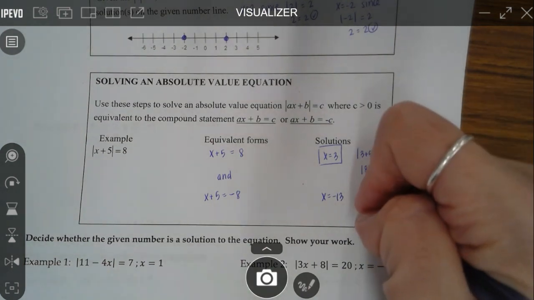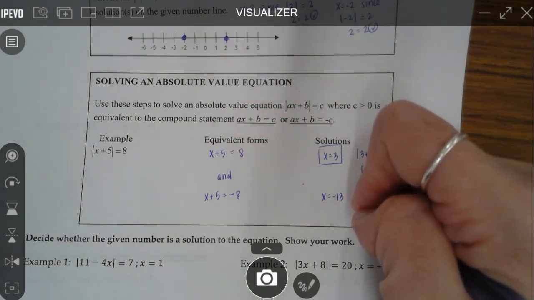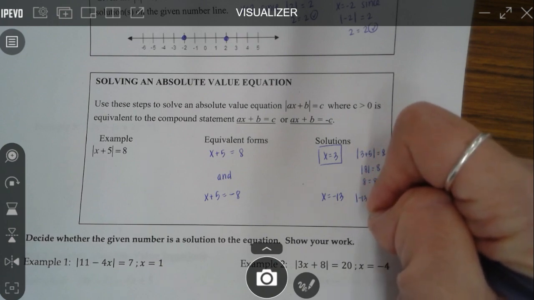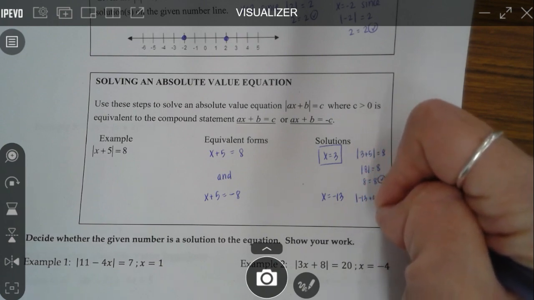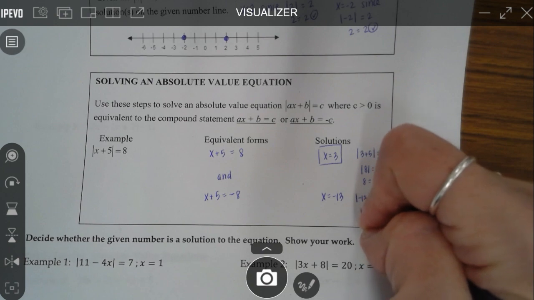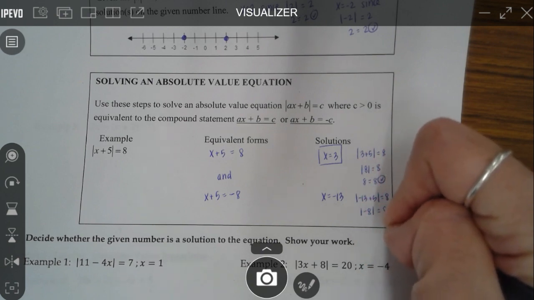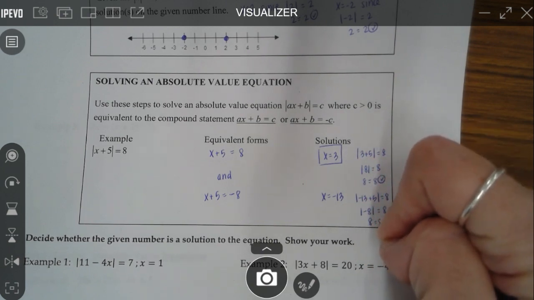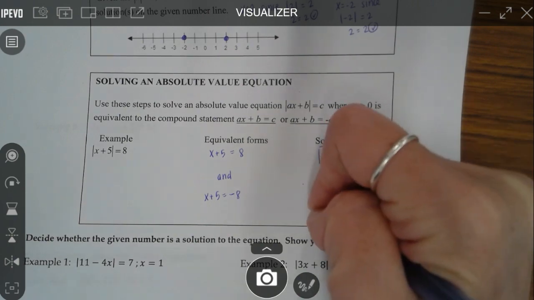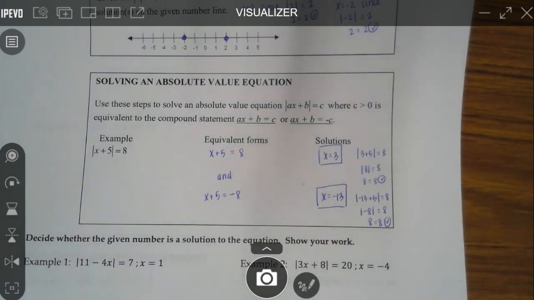If I do the same thing for this negative 13, and the absolute value, negative 13 plus 5 equals 8. It's going to give me a negative 8 on the inside of the absolute value bars, which does give me 8 equal to 8. So that means that this does work as a solution as well.